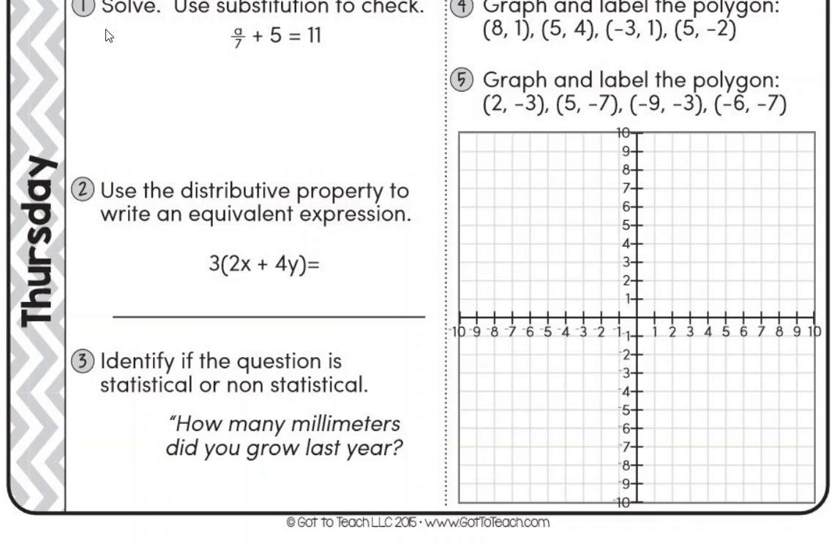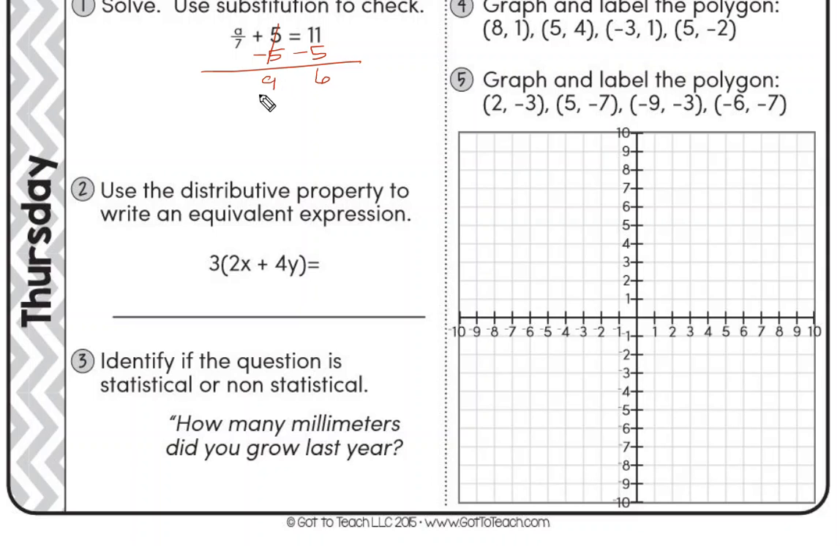Okay, so solve, use substitution to check. So we have a over 7 plus 5 is equal to 11. First thing I need to do is get rid of this constant. Not really getting rid of it, I'm just changing its location, right? So I'm going to subtract 5 from both sides. So this becomes a 0, and this is going to become 6.